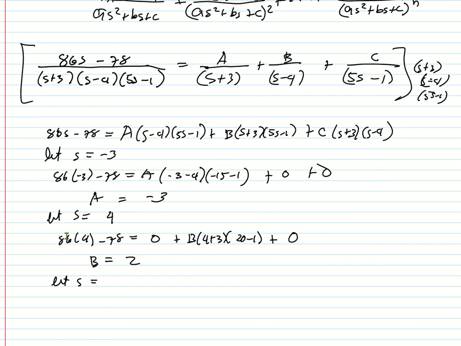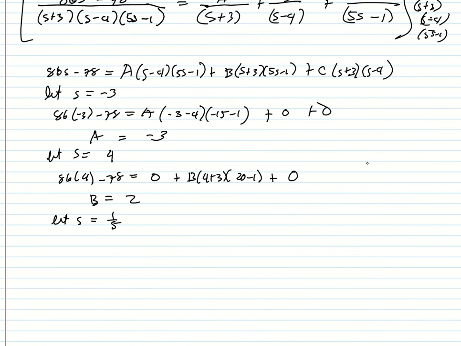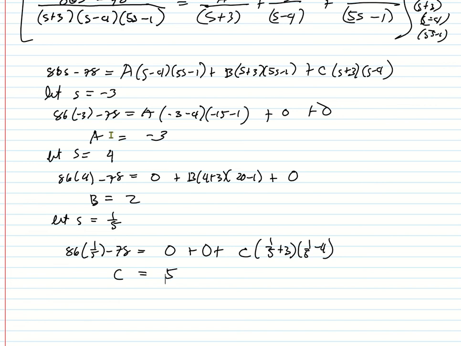And lastly, for the constant c, let s be equal to 1 over 5. Why? Because 5 times 1 over 5 is 1, and 1 minus 1 is 0. This term also becomes 0, and this will remain. We can solve for c. So s is 1 over 5: 86 times 1 over 5 minus 78 equals 0, plus 0, then plus c times 1 over 5 plus 3 times 1 over 5 minus 4. Then solving for c, c will be equal to positive 5. So we have now the values for a, b, and c.